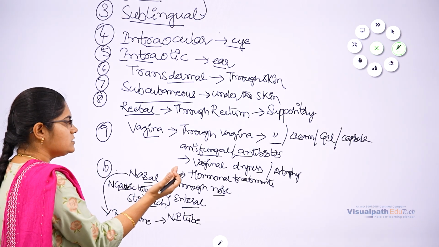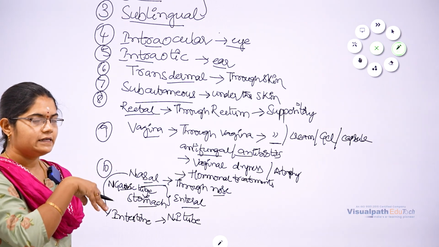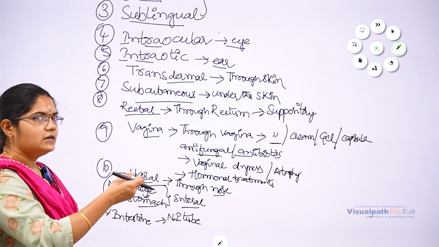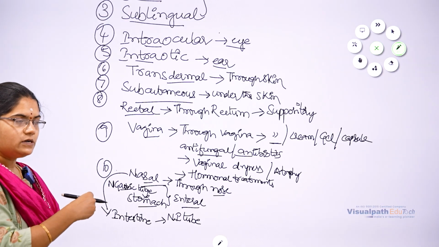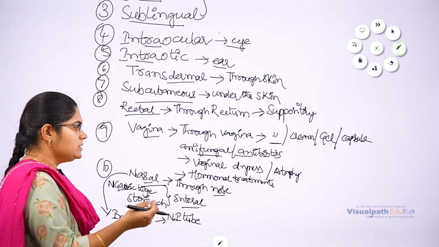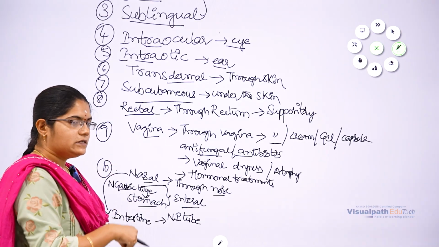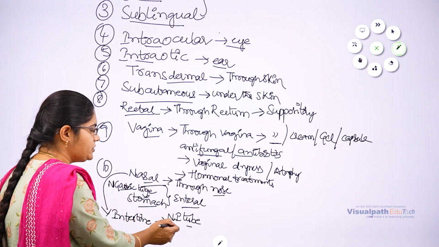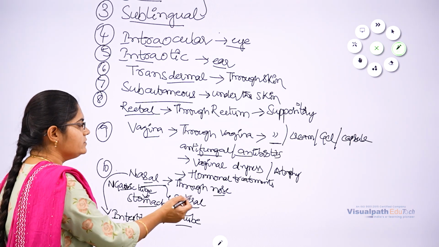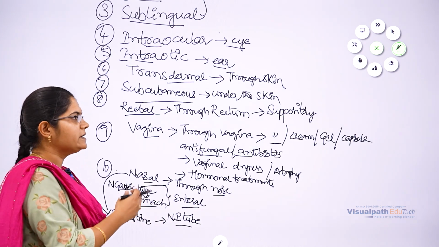So the nasal route means the drug can be directly inhaled into the respiratory system, or we can administer the drug through the nose directly into the stomach through a nasogastric tube, or the drug can be administered from the nose directly into the intestine through a nasointestinal tube. So this is termed as the nasal route of drug administration, which also includes the enteral route of drug administration.